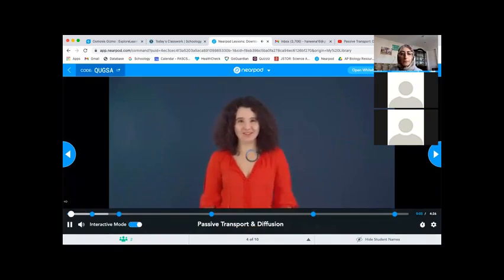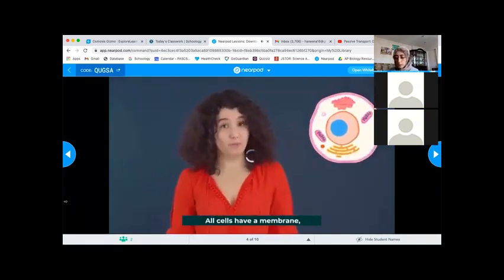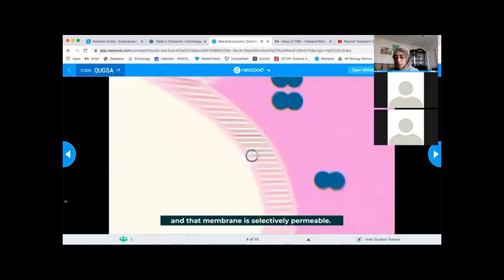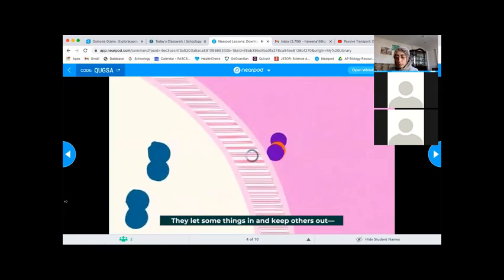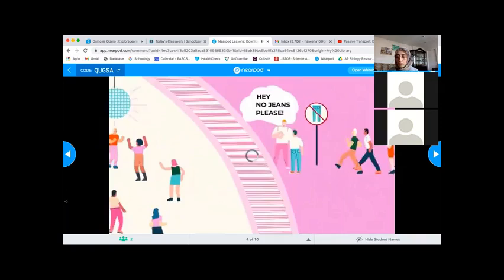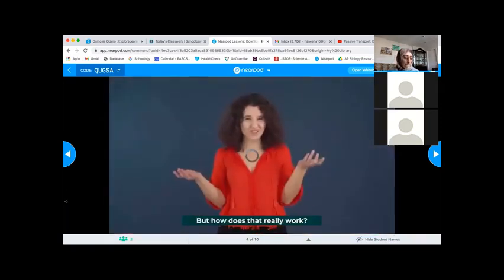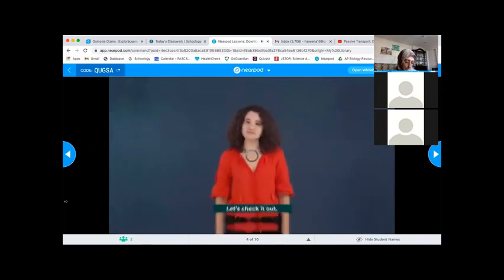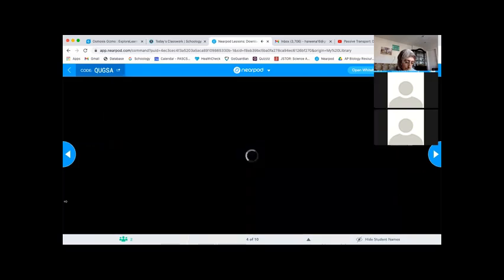Hey, I'm Lorena, and this is a cell. All cells have a membrane, and that membrane is selectively permeable. They let some things in and keep others out, sort of like a bouncer at a club. Hey, no jeans, please. But how does that really work? Let's check it out. Active and passive transport, unpacked.